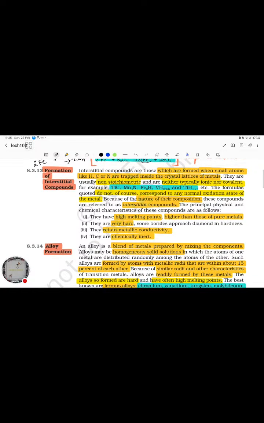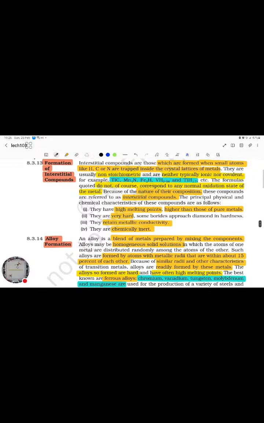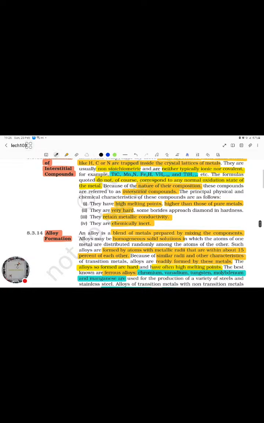Interstitial compounds are those which are formed when small atoms like hydrogen, carbon or nitrogen, which are small in size, are trapped inside the crystal lattices of metals, and these are basically non-stoichiometric and are neither typically ionic nor covalent. So for example, we have titanium carbide, manganese nitride, Fe3H, VH0.56 and so on. The formulas quoted do not of course correspond to any normal oxidation state of the metal. Because of the nature of their composition, these compounds are referred to as interstitial compounds. So basically these do not correspond to their normal oxidation states, but they are referred to as interstitial compounds.